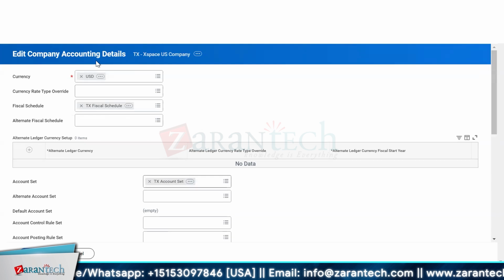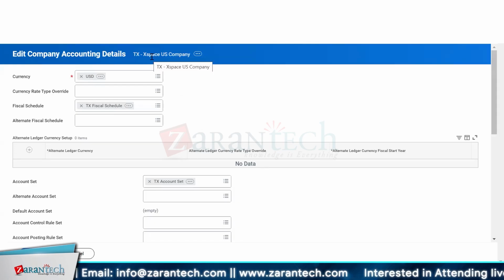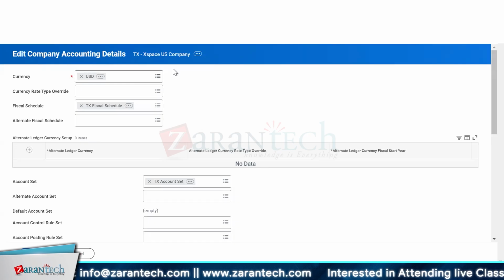Okay. So in the TX group, we have Tesla and Space and everything, right? So for Tesla and Space also, we will create two different account sets, and we will add them in the multiple account sets, right? Yes, for each company, you have to set it up.